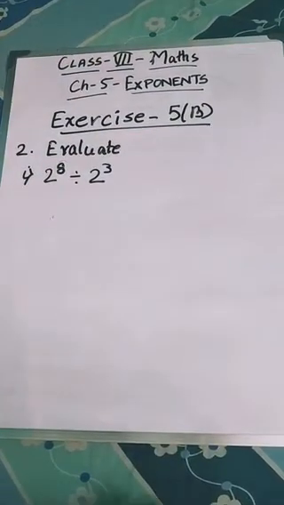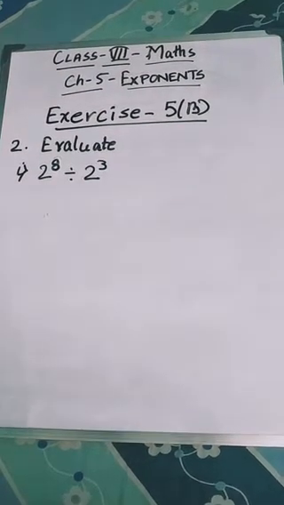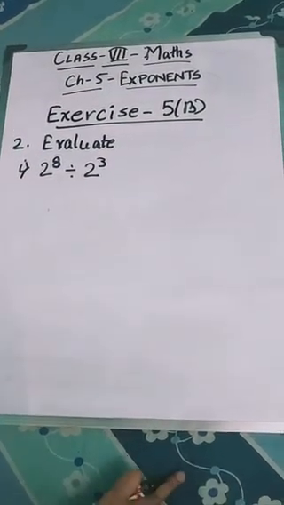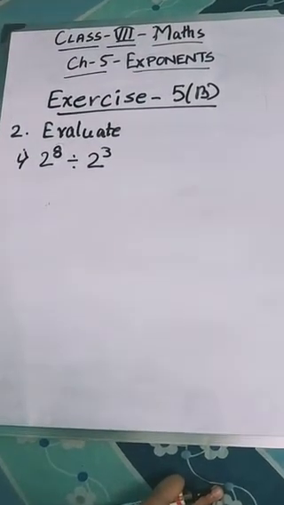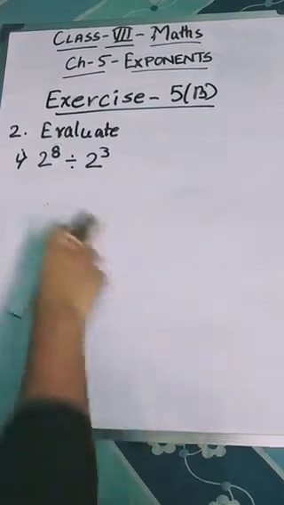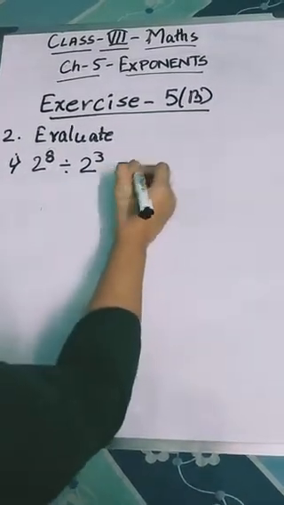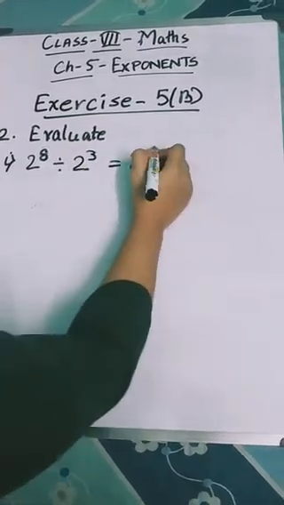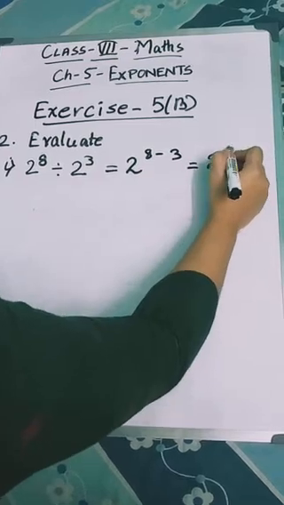Now, using the laws that you have learned, we have to solve the exercise. Let's start with exercise 5b, question number 2, part 1. 2 raised to the power 8 divided by 2 raised to the power 3. Here there is a division sign in between, therefore you have to subtract. So it will be 2 to the power 8 minus 3, that is equal to 2 to the power 5.